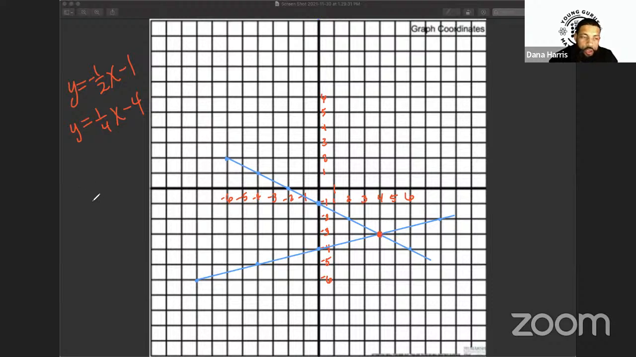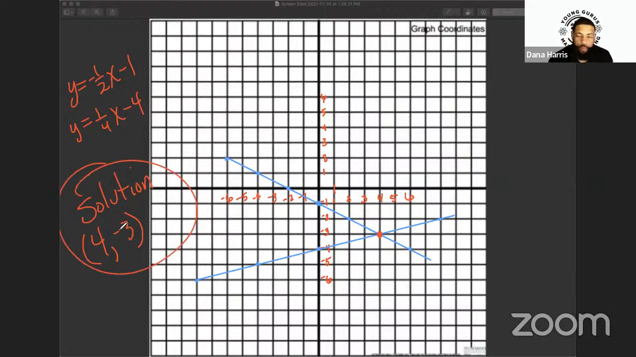So your solution is the ordered pair 4, -3. All right. So same thing applies if we substitute x and y into each of these equations, you should calculate out and get the same value on both sides. All right. So we're just finding what is that point of intersection.